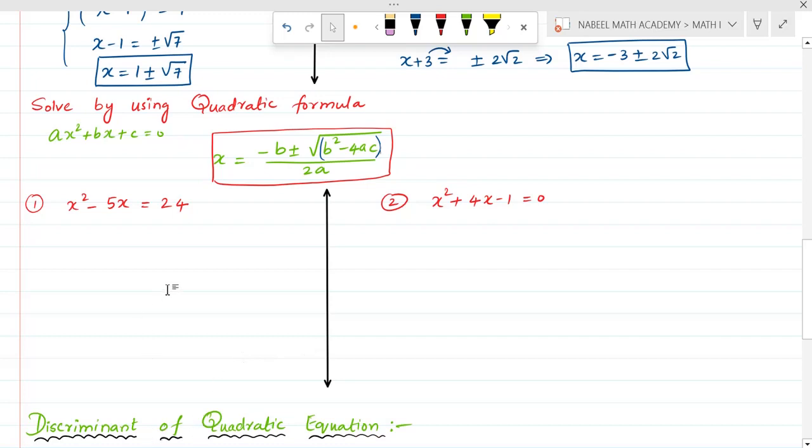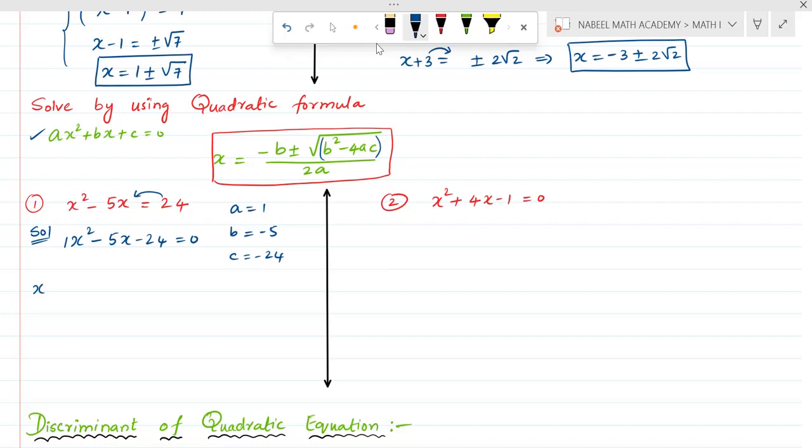Now let us solve the first one. I have to solve this using the quadratic formula. First I have to make it into the equal 0 format, which is the standard format. So I move this term: x square minus 5x minus 24 equals 0. What is A? A is equal to 1. B is equal to minus 5. C is equal to minus 24.